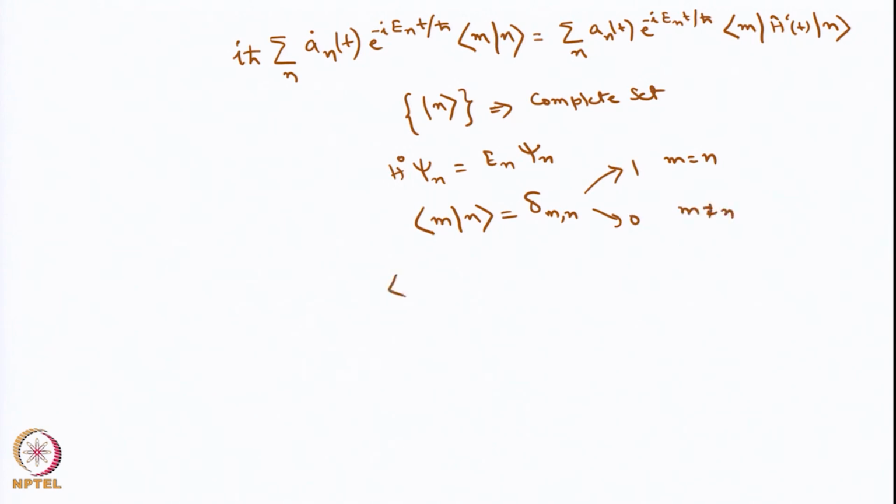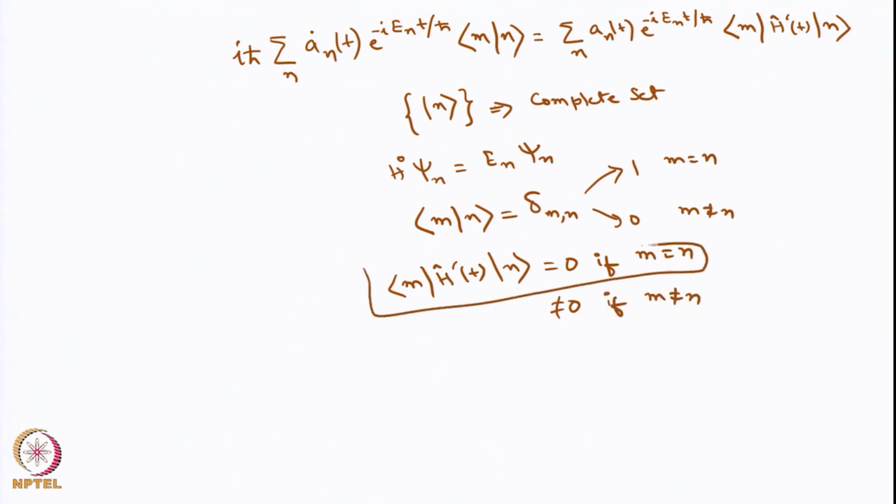Similarly, on the right hand side we said the integral of psi m H prime of t psi n is equal to 0 if m is equal to n, and may not be equal to 0 if m is not equal to n. This is 0 if m is equal to n because we said that you cannot look at the perturbation of a state onto itself, or you cannot look at the transition from a state to itself. These are known as self transitions, transitions of a state to itself, which cannot be observed. So, we take it to be 0.